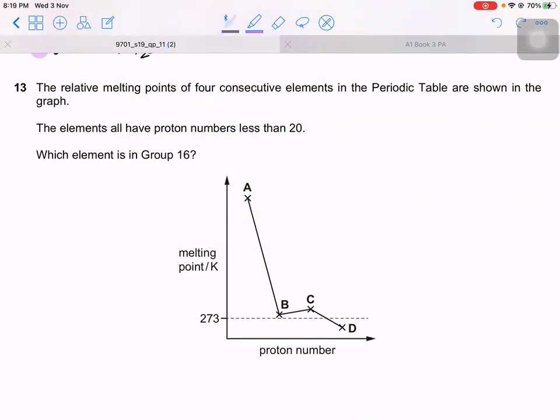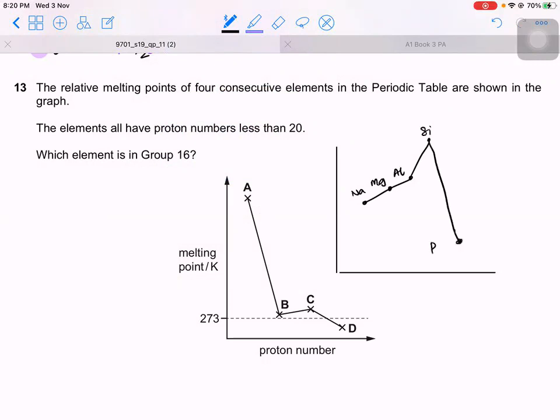Now, if you remember, across period 3, we did the trend of melting points. What was the trend? This was sodium, magnesium, aluminum. There was a big jump to silicon because it is a giant macromolecule, so high melting point. There's a decrease. This is P4 phosphorus. Then there's an increase, S8. Then there's a decrease, Cl2. And then there is argon.